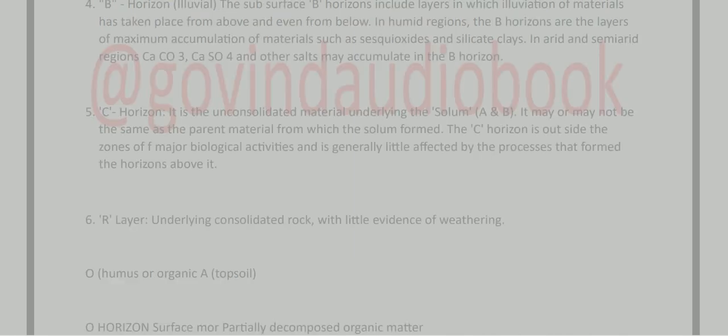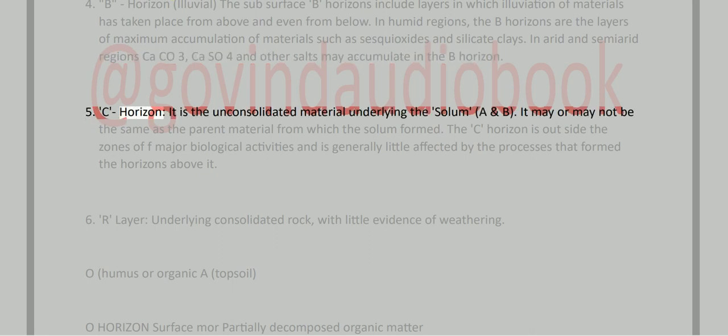4. B horizon, illuvial. The subsurface B horizons include layers in which illuviation of materials has taken place from above and even from below. In humid regions, the B horizons are the layers of maximum accumulation of materials such as sesquioxides and silicate clays. In arid and semi-arid regions, CaCO3, CaSO4 and other salts may accumulate in the B horizon.